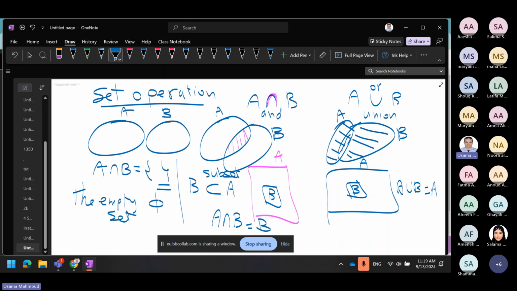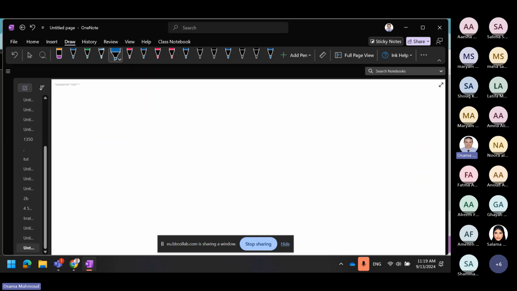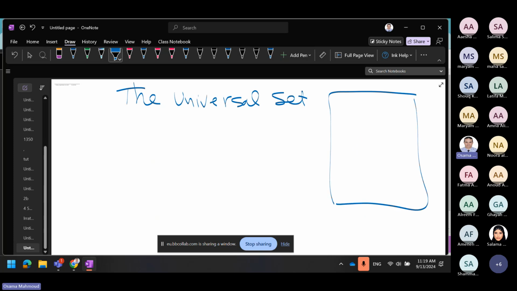Okay, this is exactly and, or, and we have another one. We call it, yes, subtraction. So we have something called the universal set. What is the universal set? It is one so huge, any set is inside this universal set, right? So if you subtract from the universal set the set A, you have something called A dash, or the complement of A.